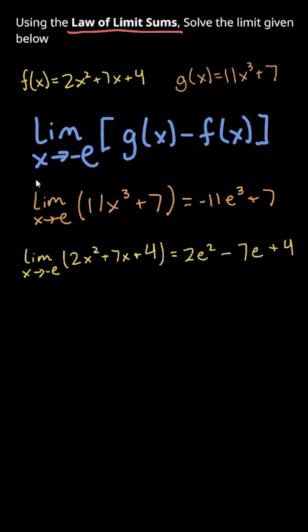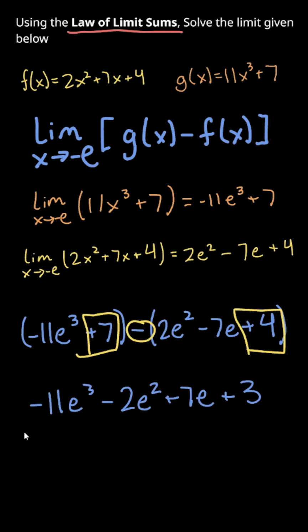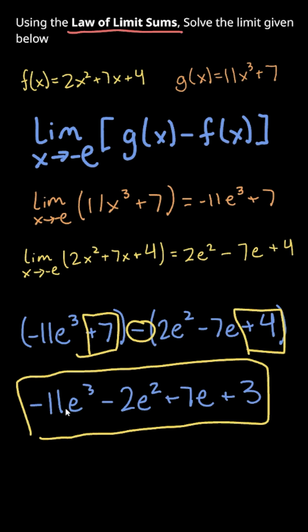Alright, so now according to our original limit, we're going to take the limit of our g of x and subtract the limit of f of x from it. And so we get something that looks a little bit like this. So I went ahead and separated them with parentheses so we could see it a little bit better. So our final answer, or the limit, is negative 11e cubed minus 2e squared plus 7e plus 3.